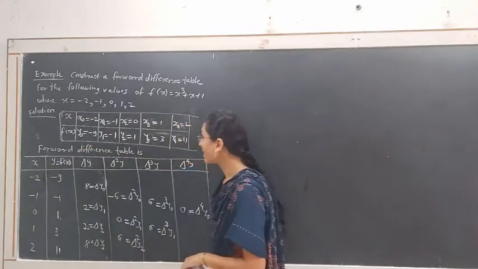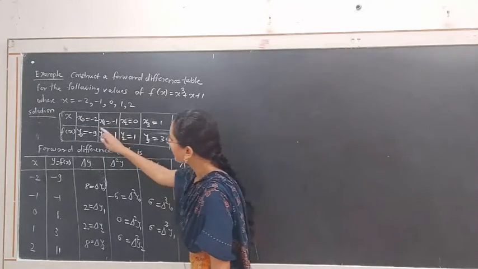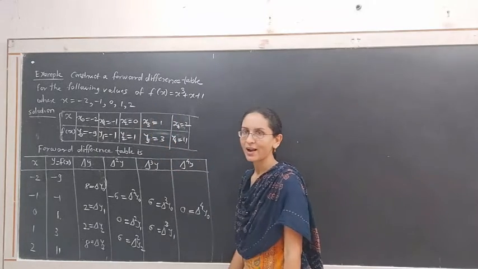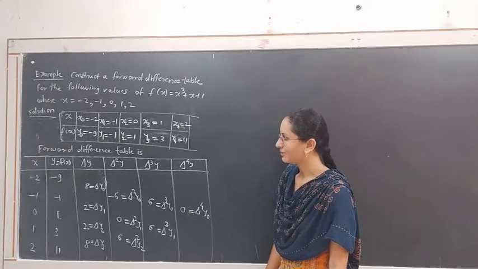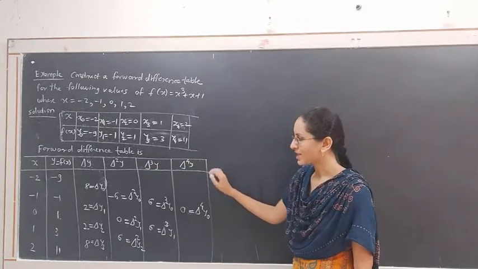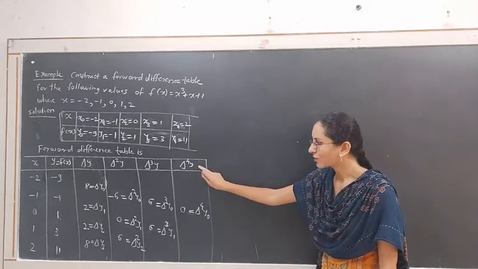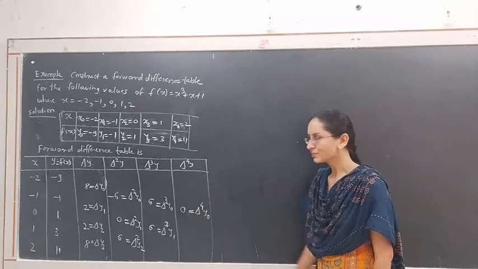See, there are 5 values of arguments given. These values of x are called arguments. The set of 5 values of x is given. Hence we obtain the set of 5 values of y and the corresponding forward difference table. In that table, the fourth forward difference is 0.